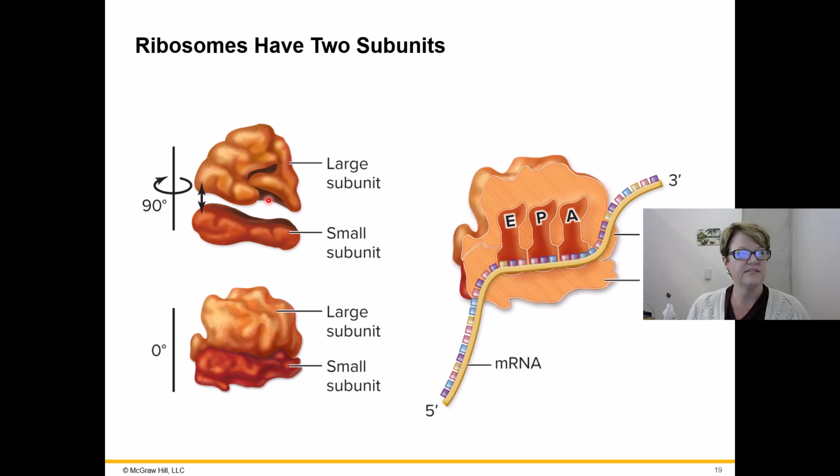But we call this the large subunit and the small subunit. And in between the large and the small is where the mRNA goes. So the mRNA goes between the large subunit and the small subunit. So I'm telling you, it's a bacon sandwich where the mRNA is the bacon. Now, if you're a vegetarian, I'll have to come up with a different analogy. Okay, but the mRNA gets sandwiched between the large and small subunit. It's a good way to think of it.